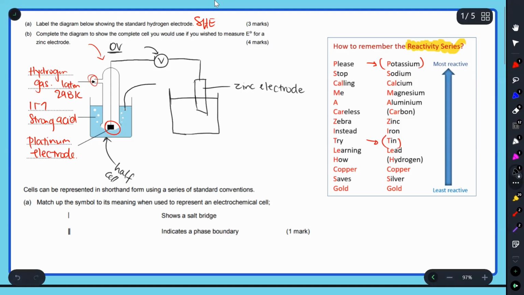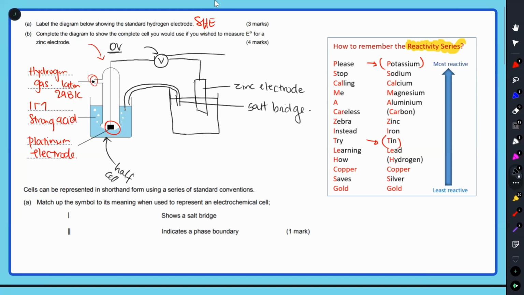And you'll need a connector. This connector is called your salt bridge, right? Excuse my terrible drawing. Salt bridge. I don't think you have to, but this is all right. You can label it. This would be a voltmeter, and that's what you'd get your electrode potential reading from. All right, I think that's everything.